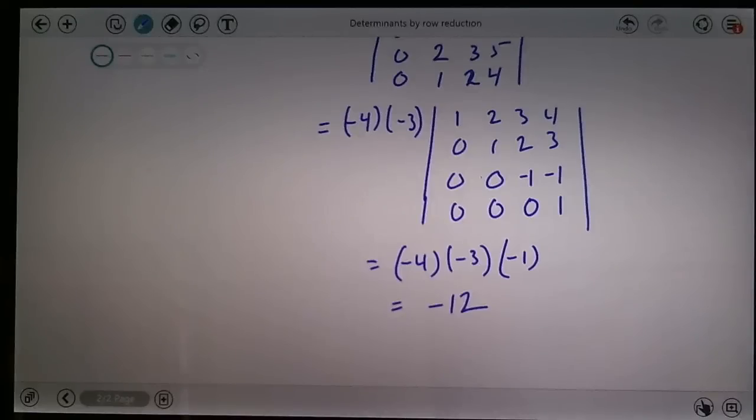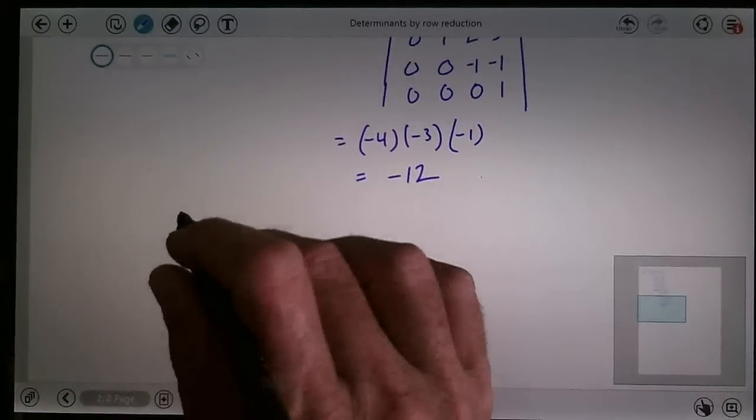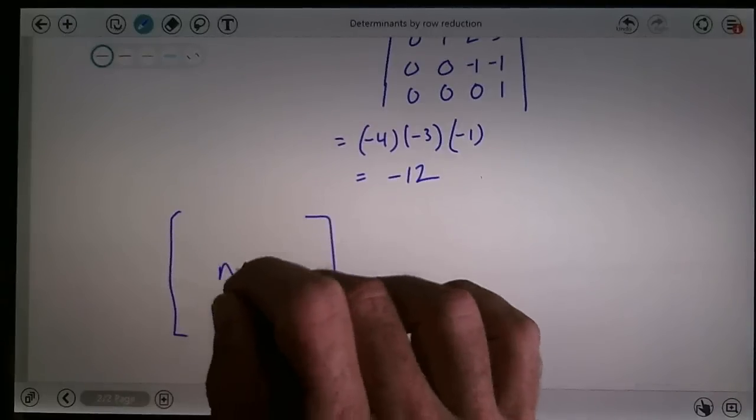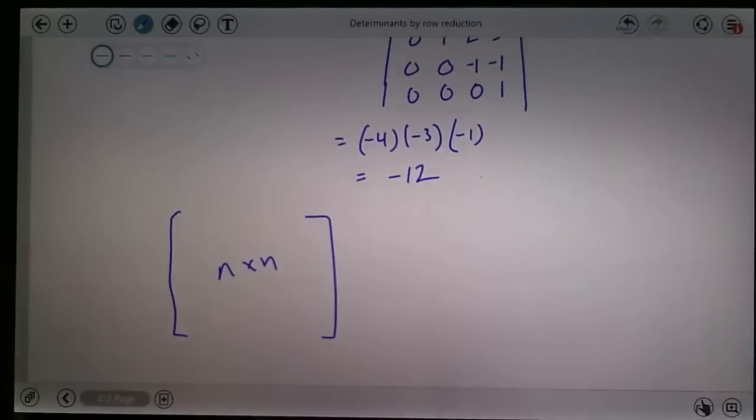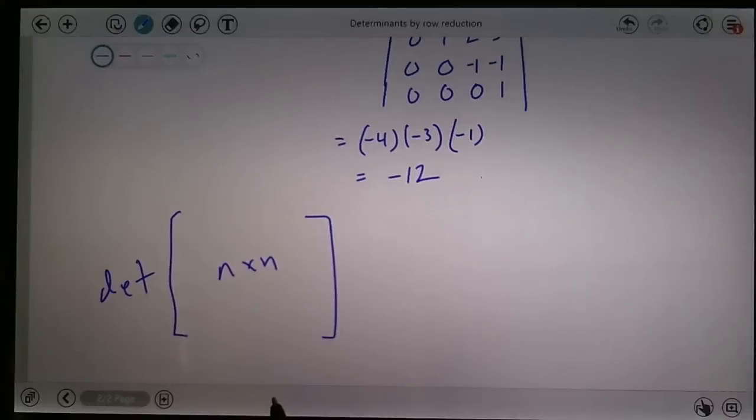So you might say, yeah, but it's a lot of work to do row operations. How much work? How much work is it really? If you've got an n by n matrix here that you're trying to take a determinant of, how much work is it to do it the cofactor expansion way?